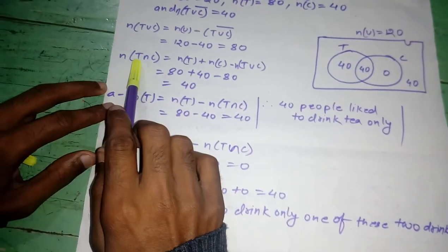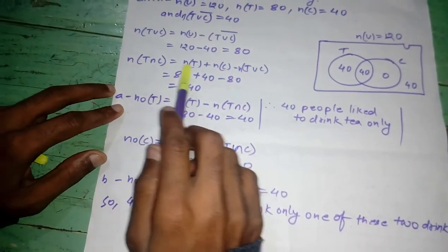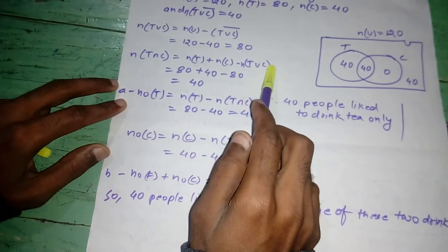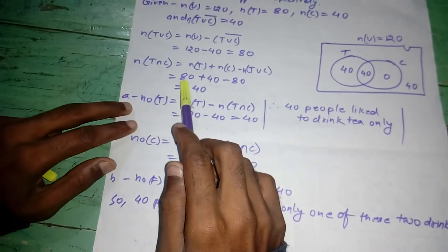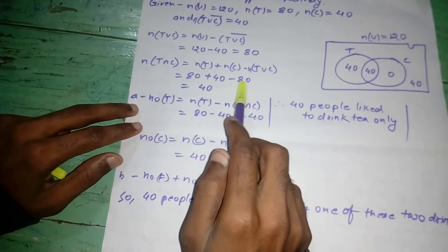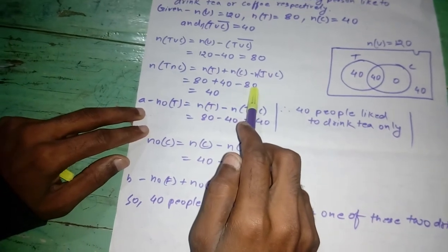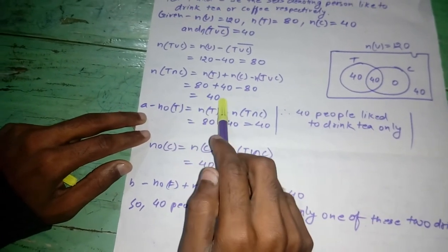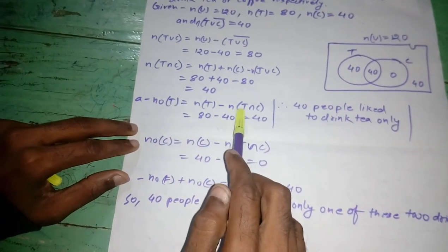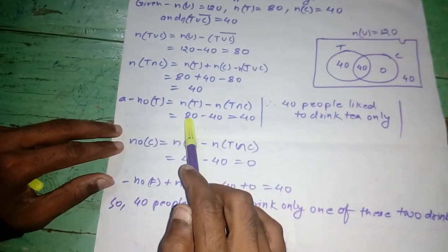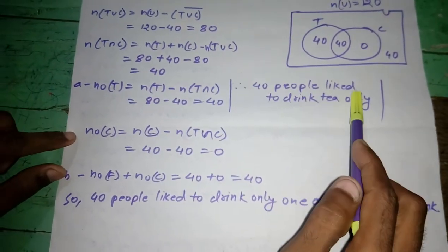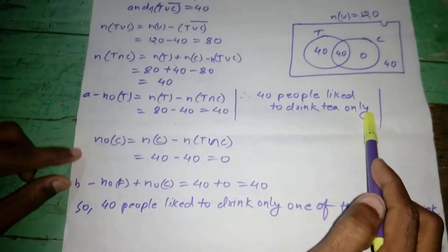Again, n(T intersection C) is equal to n(T) plus n(C) minus n(T union C). So, it is 80 plus 40 minus 80, which is equal to 40. Here, n(only T) is equal to n(T) minus n(T intersection C), which is 80 minus 40, equal to 40. Therefore, 40 people like to drink tea only.